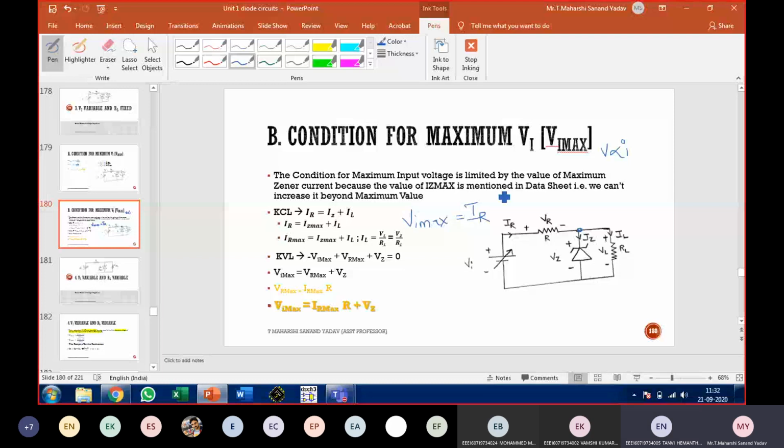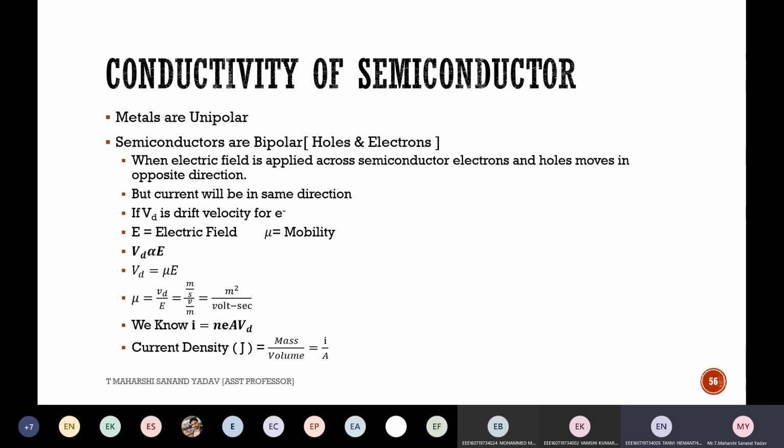Why? Because it is entering into this. So here I have written IR is equal to IZ max plus IL. Here IR is also a maximum value. That's why IR max is equal to IZ max plus IL. So how to find IL? We know that VL is equal to IL into RL, so IL is nothing but VL by RL. As these two are in parallel, voltage VL is the same as voltage VZ. So you can write this as VZ by RL. Clear till here?